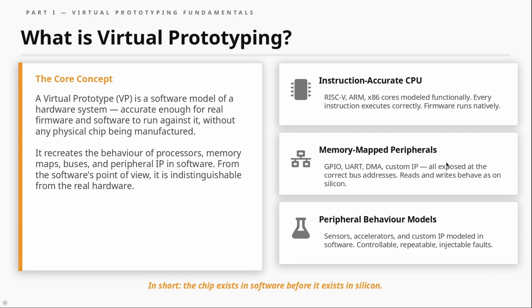So the idea is to create a software model, or let's say a simulation, of the actual hardware chip. And the challenge is that it has to be accurate enough for real firmware to run on it. So when I am developing my own firmware, it should be indistinguishable whether I'm running it on the actual silicon chip or on the virtual prototype. You can simulate the CPU, you can simulate the various peripherals in the chip. Basically, you can simulate everything that is present in the chip.